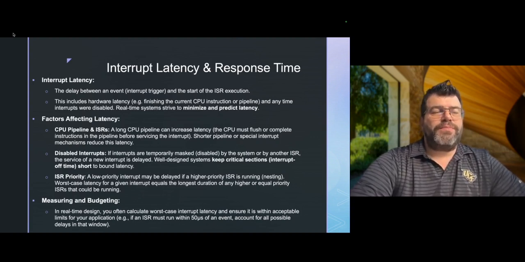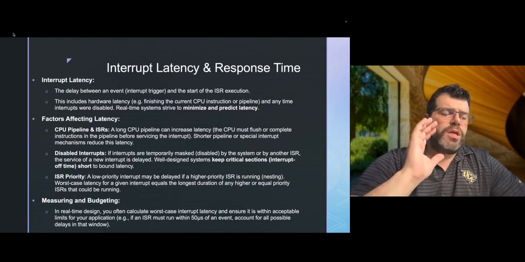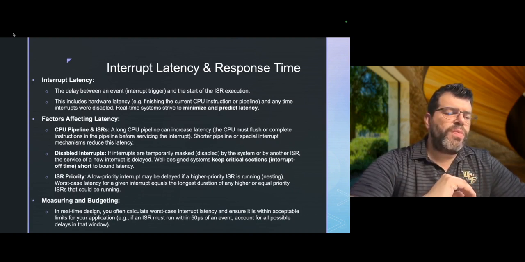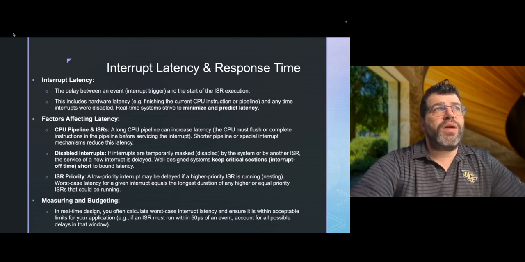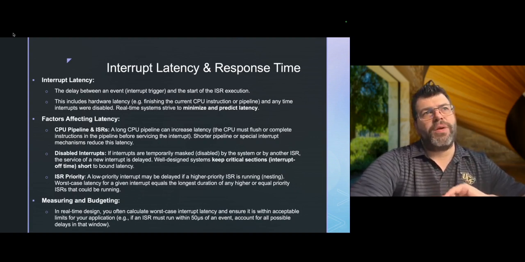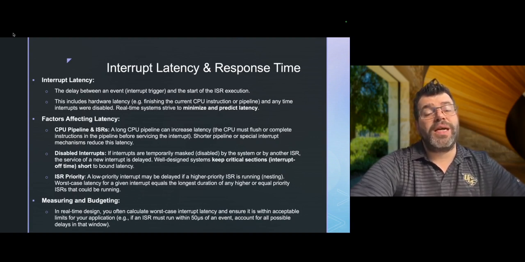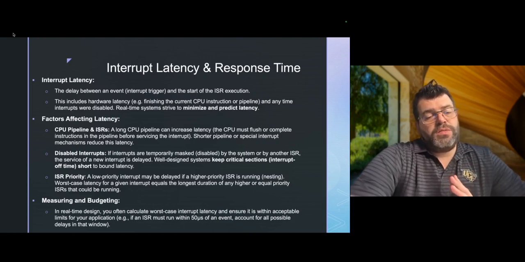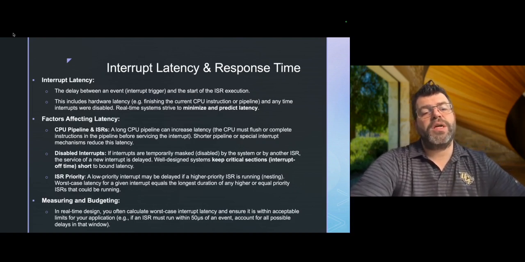Other things: in certain situations, you might turn off interrupt handling. You might be working on something and say, you know what, during this particular block of code, I am disabling interrupts because I cannot be interrupted during this. Well, that's going to increase the latency, right? The response time. If an interrupt happens while I'm in one of those blocked periods, tough luck. The system will not respond to the interrupt.